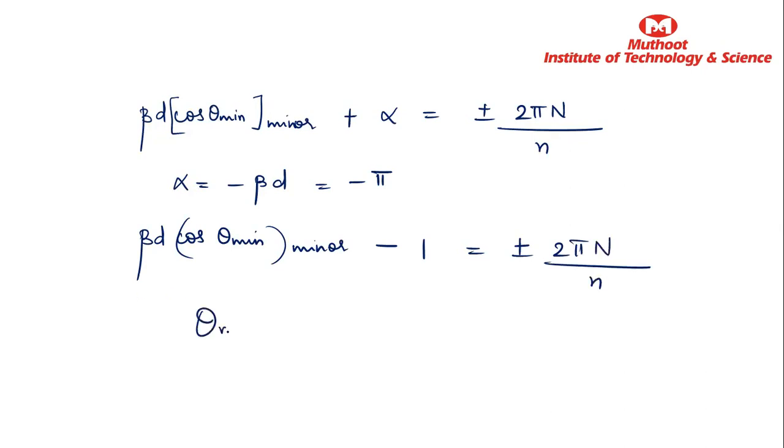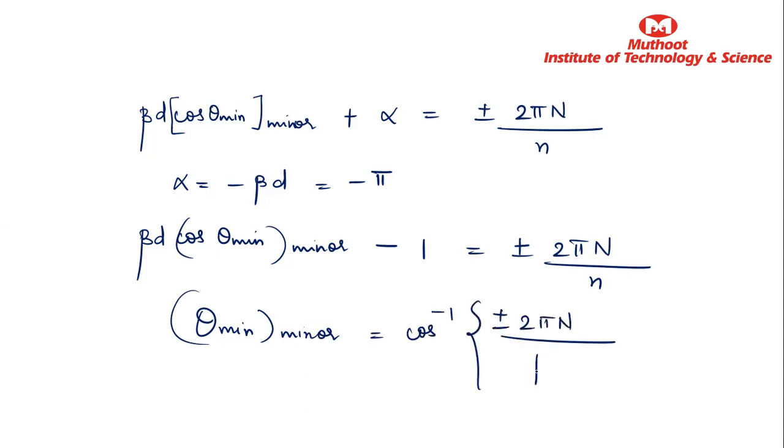So I'm writing the theta minimum directly. You can take the minus 1 to the other side, and take the cos on the other side. So it will become plus or minus 2 pi n upon beta d n, plus 1. So you will get this kind of expression for finding the minimum direction, where the minor lobe has its minimum. Again, we have to take different values of n and check. So I'm going to start with n equal to 1. I hope you understood now how to do it.